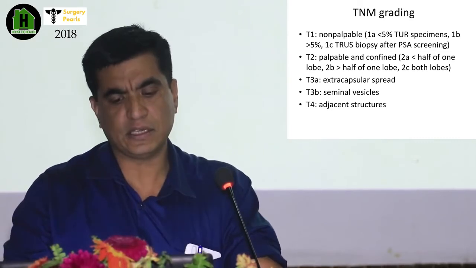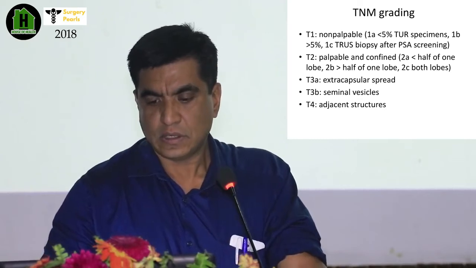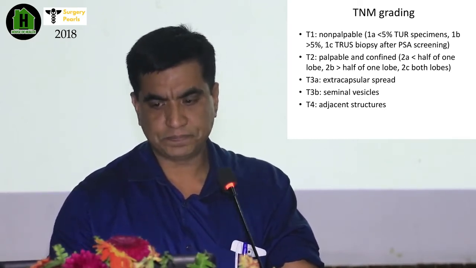T2: you palpate a small nodule, but it is confined within the gland. T3: it has penetrated the capsule. So T3A is extracapsular spread, T3B is invasion of the seminal vesicles, and T4 means invasion of the adjacent structures. So I talked about the PSA level, I talked about Gleason score, and I talked about TNM stage. These are the three important factors which help us to stratify disease into low risk, intermediate risk, or high risk for the sake of management.